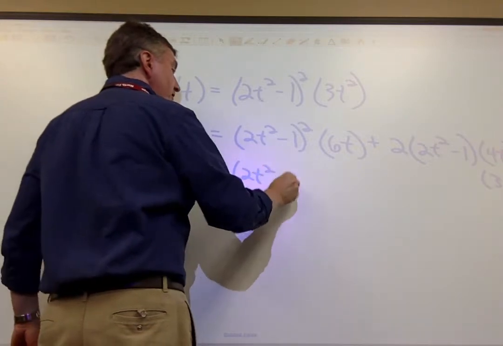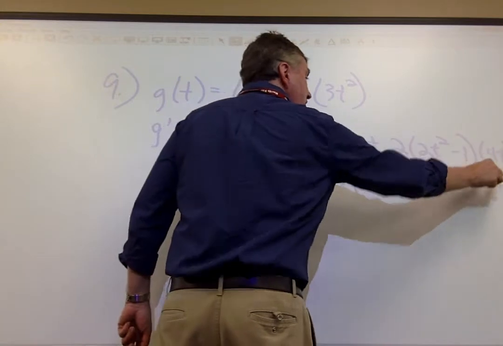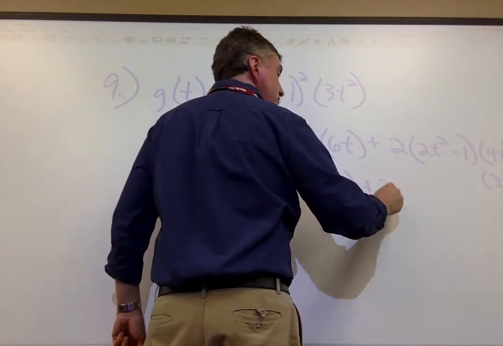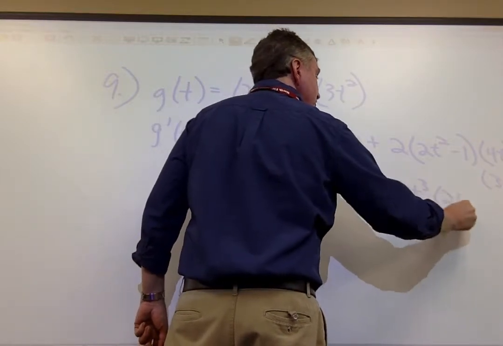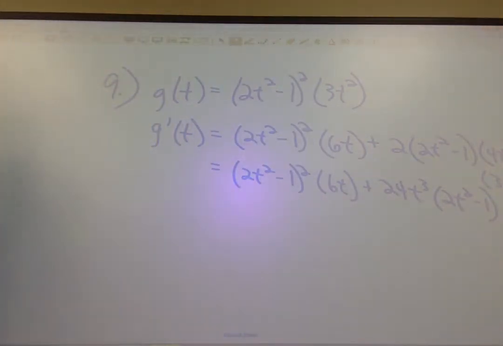2t squared minus 1 squared, 6t. I'm going to call that 8t times 3t squared. That would be 24t cubed, times 2t squared minus 1.